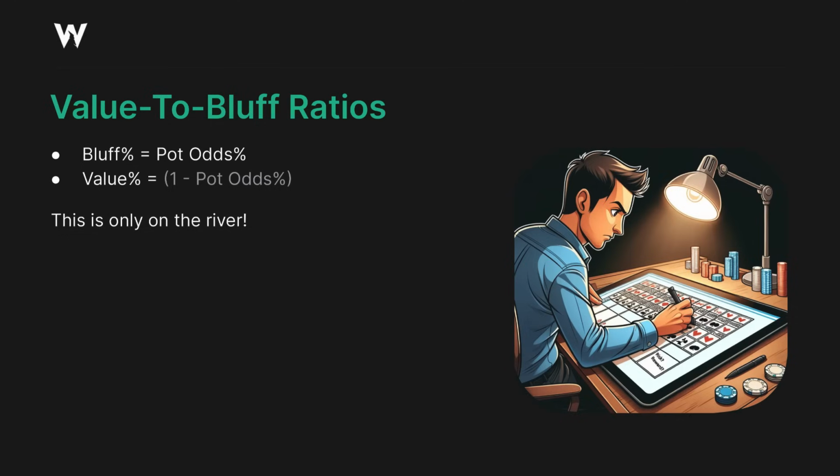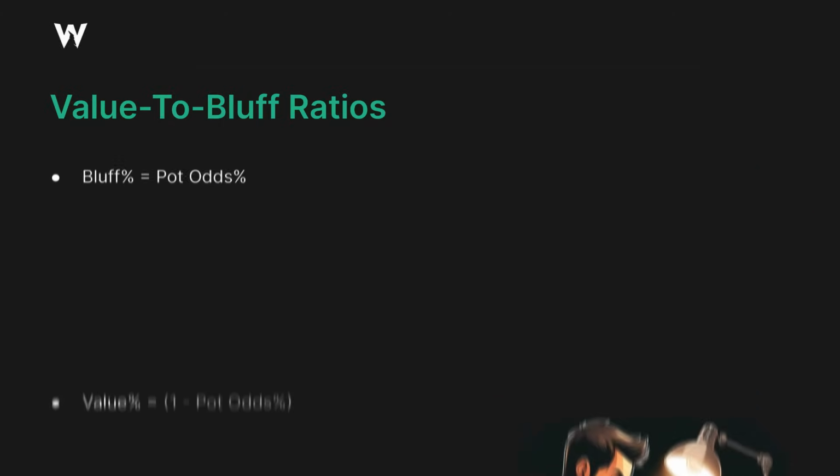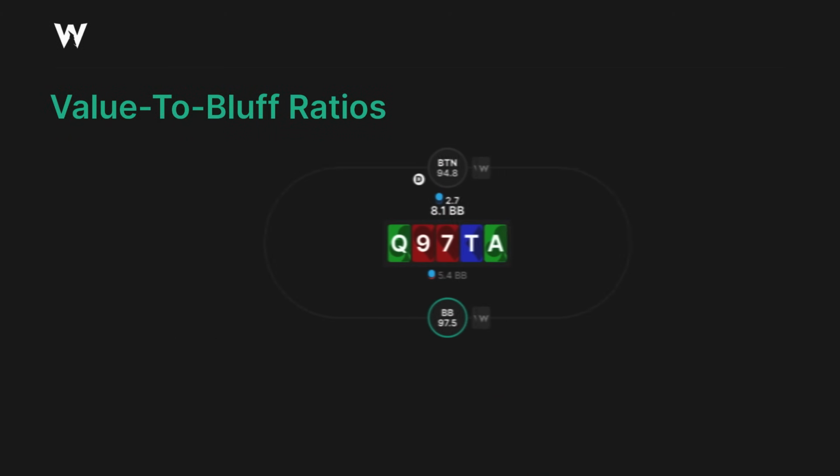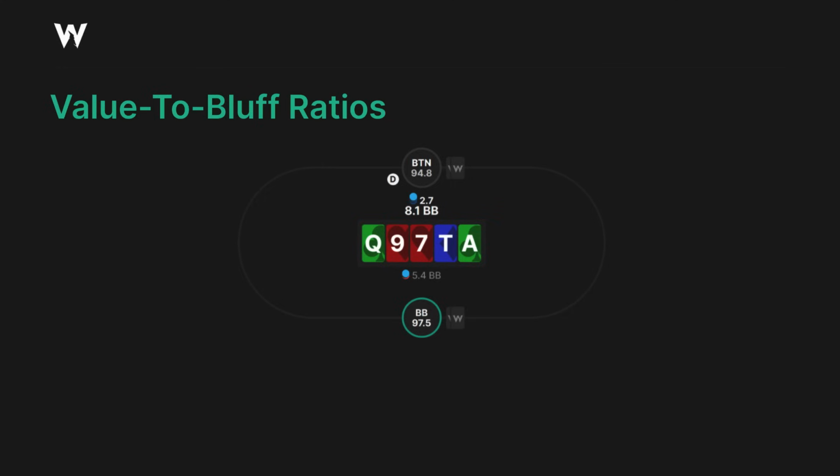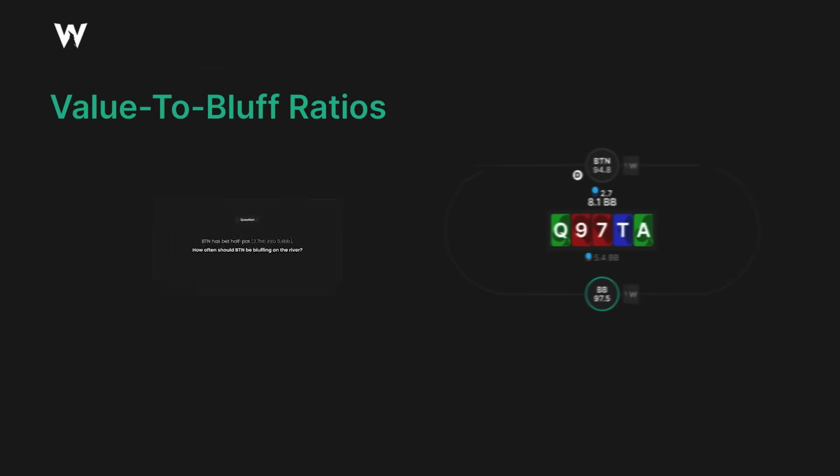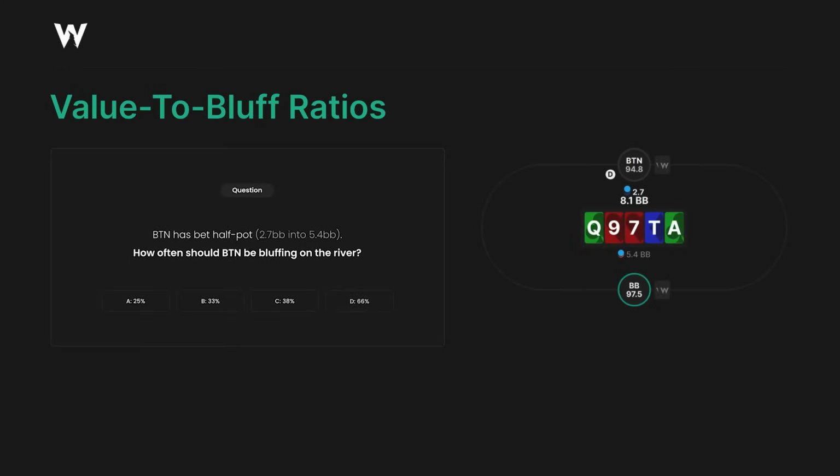But on the river anyway, we can pretty easily express that they ought to be bluffing this often because here's the pot odds they're laying. Let me try an example. We'll go back to the previous one. Button has bet 2.7 into 5.4, so they've made a half pot bet. How often should they be bluffing on the river?